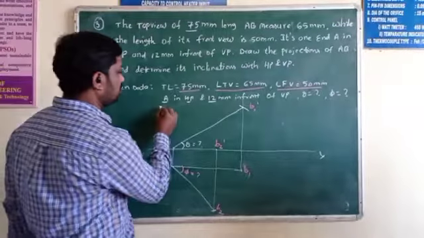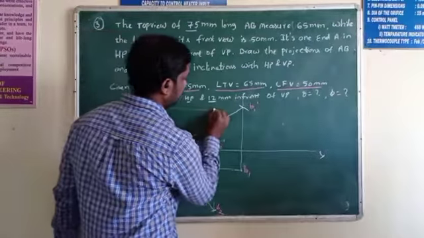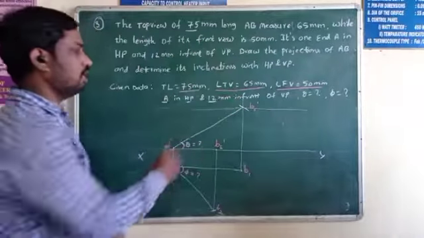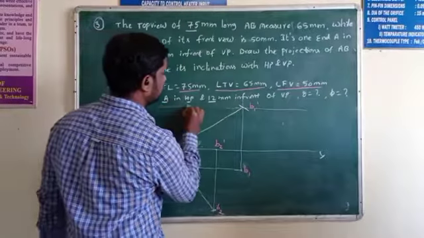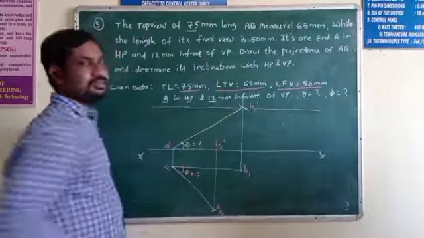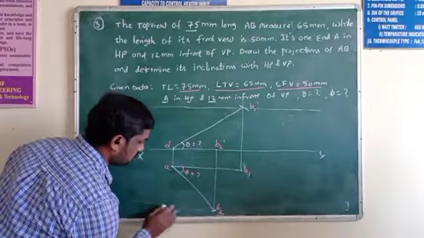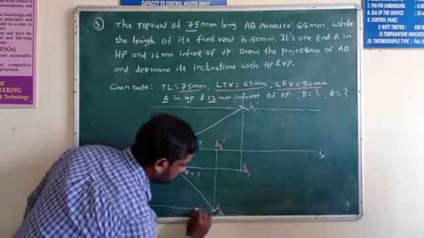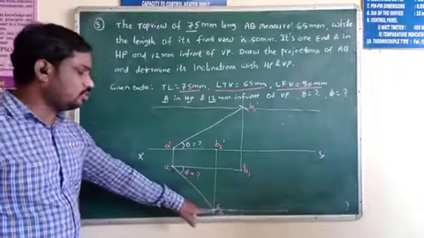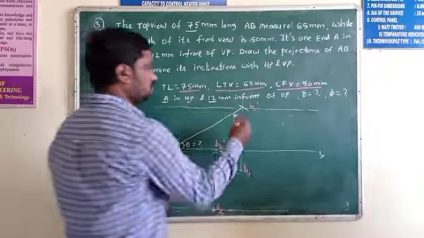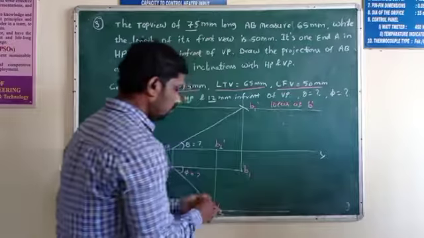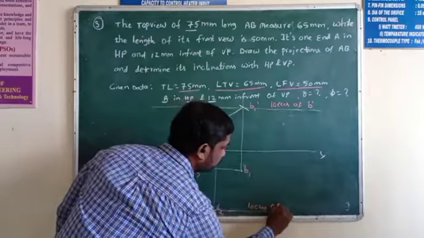Now you can draw the locus of the line. Locus of B dash, that is parallel to the xy line, and which is passing through B1 dash, the ending point of this line. Okay, again draw the locus of the top view, which is parallel to the xy line and it is passing through the ending point B2. So this is the locus of B dash. This is the locus of B.